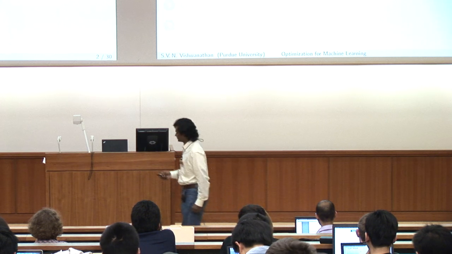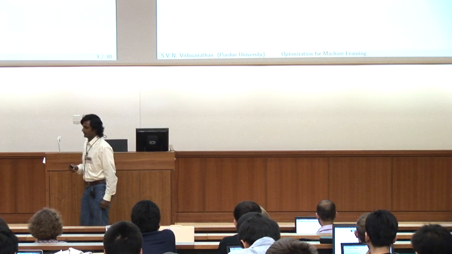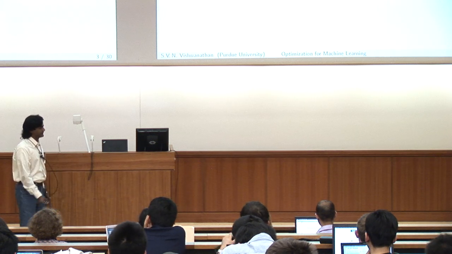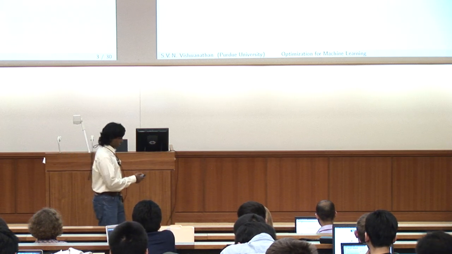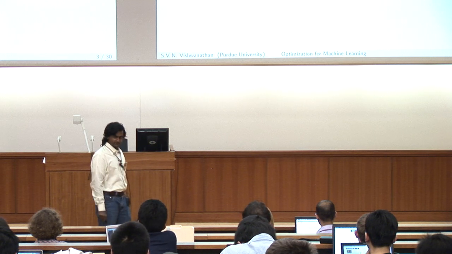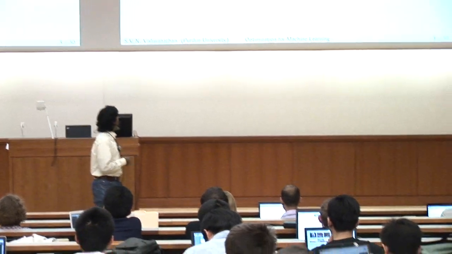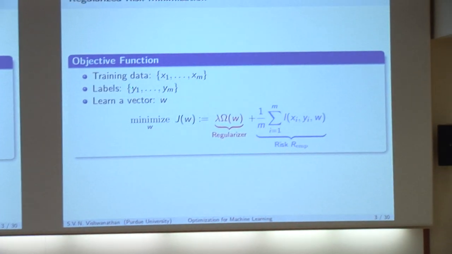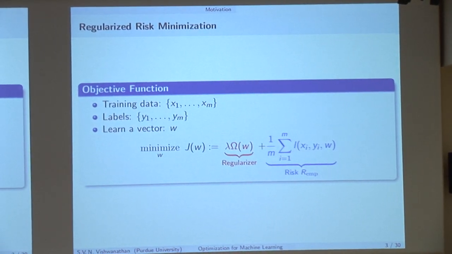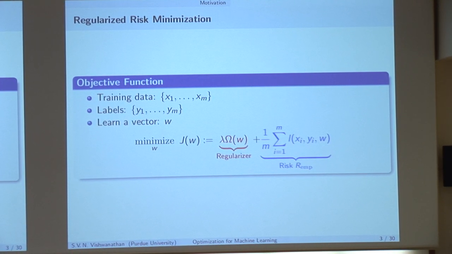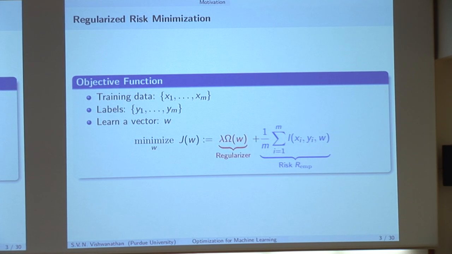I want to remind you again that what we are interested in, many times, in machine learning is some sort of regularized risk minimization. The way you can set this objective function up, and we looked at some ways of setting this up before, is that you're given some amount of training data and some labels. Again, this is a fairly restrictive setting. We are aiming for simplicity rather than generality here. So we are just considering the case where you have data and training labels associated with the data.